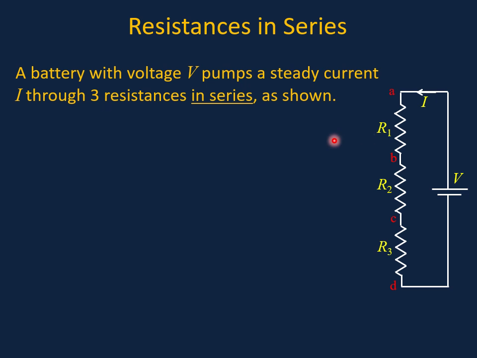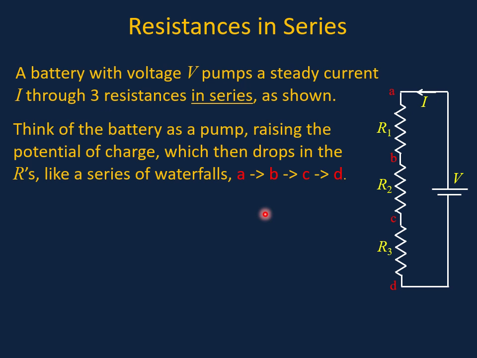Now, because of this arrangement, the same current I has to flow through all three resistors and get back to the battery. So you can think of the battery as a pump raising the potential of charge, which then drops down through each of the successive resistors R1, R2, and R3 like a series of waterfalls. The potential drops from A to B to C to D.